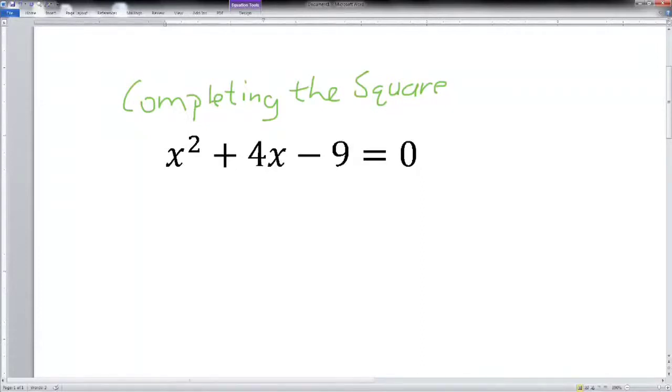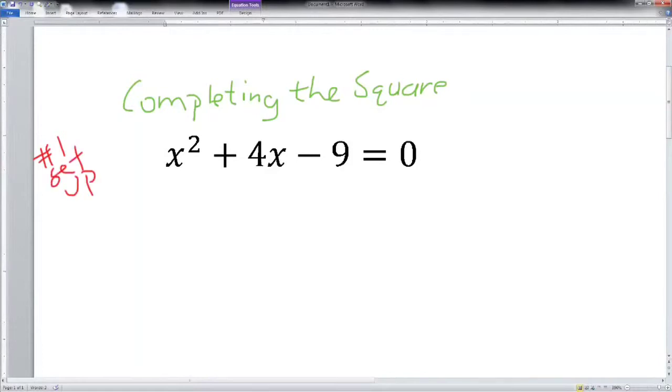Hello, my name is Robert, and today I'm going to show you how to complete the square. So we're just going to jump right into it. We'll use the example right here of x squared plus 4x minus 9 equals 0. The first thing I'm going to do is set it up. So step number 1 is set up.